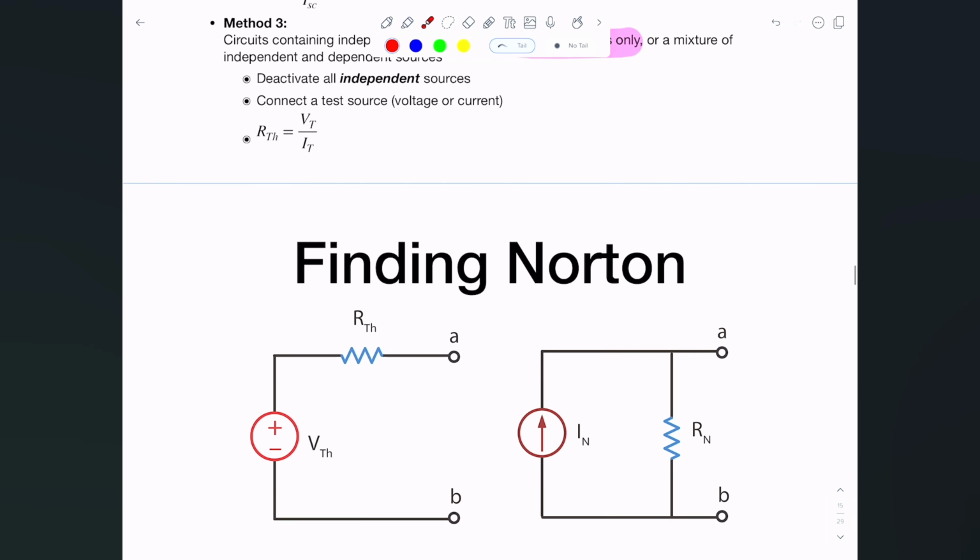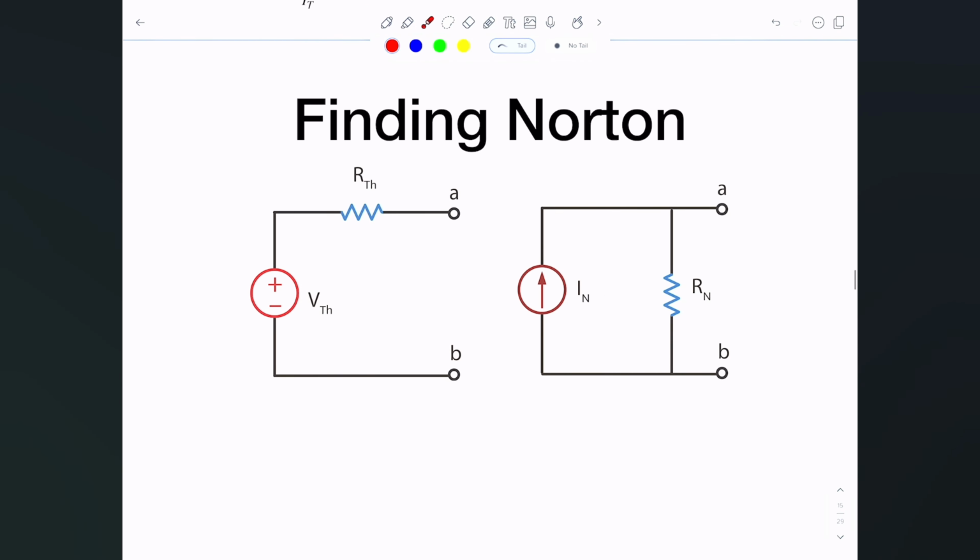Now, if you want the Norton equivalent, well, it's a straightforward implementation of source transformation. You can find the Thevenin equivalent, do source transformation and get the I Norton. But also you can technically go directly and find the Norton equivalent without having to go through the Thevenin and do the source transformation. So the way we find R Norton is the same as the way we found R Thevenin because they're exactly equivalent, one of the three methods. But what about I Norton? Well, I Norton can be found really shortly.